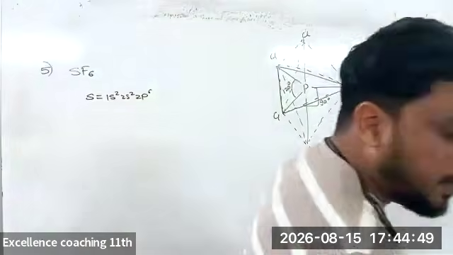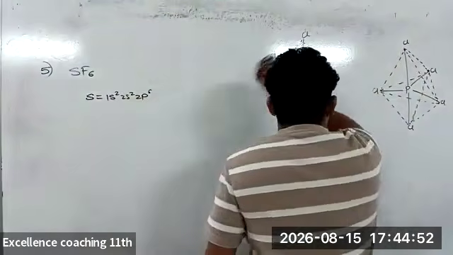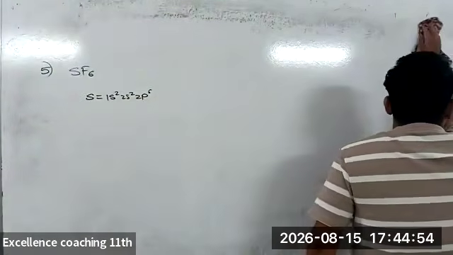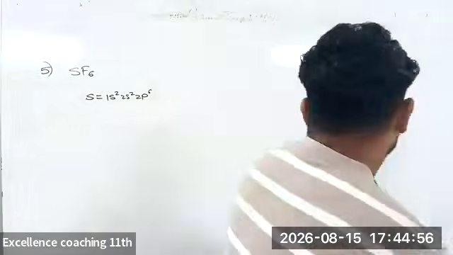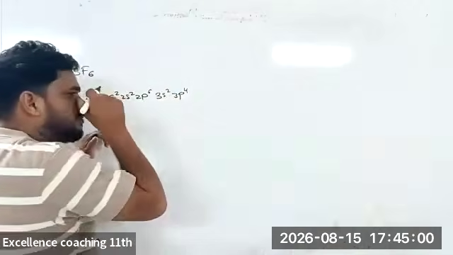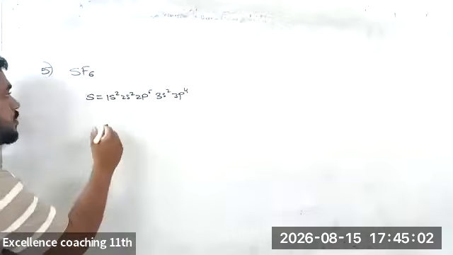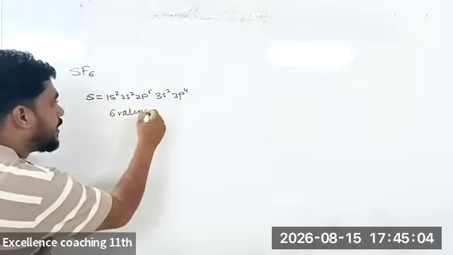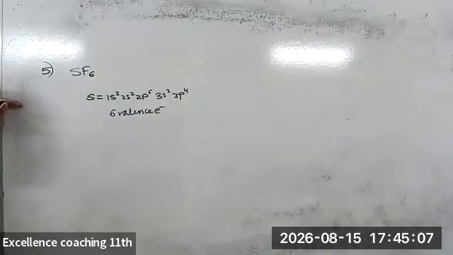So for structure or geometry, please be careful here. 3s2, 3p4. Yes or no? So how many valence electrons do I have? 6 valence electrons. Don't write yet. I will give time to write.